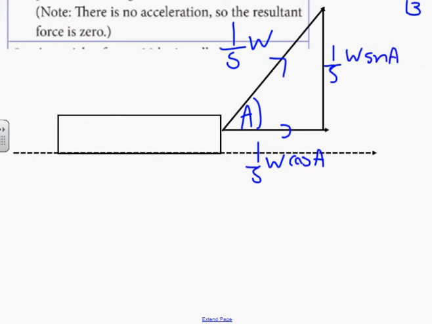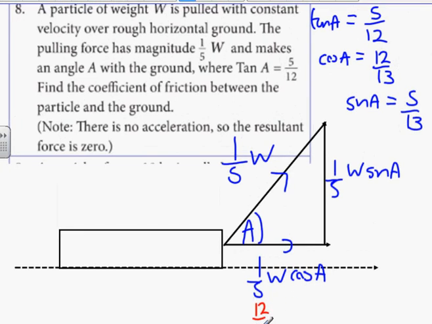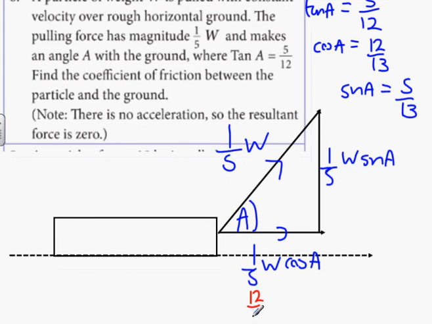1/5 W sin A. We use our sin A and cos A, and we're going to get 12/65 W, and the other one 1/13 W. Now, find the coefficient of friction, where the pulling force makes an angle A to the horizontal, where tan A is 5/12.